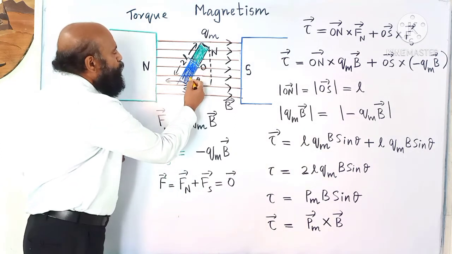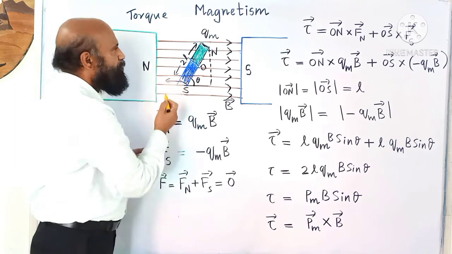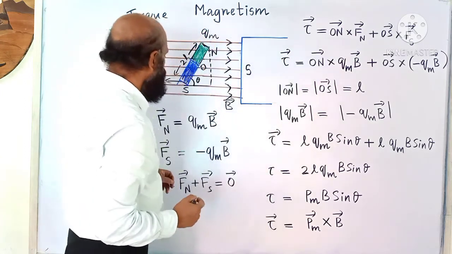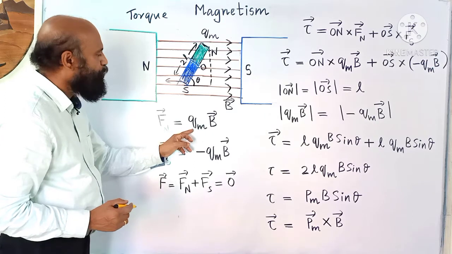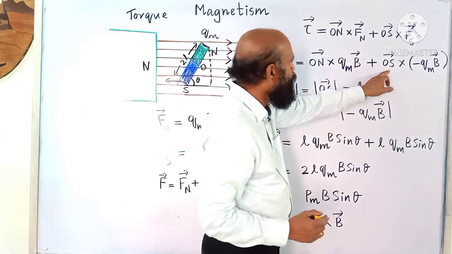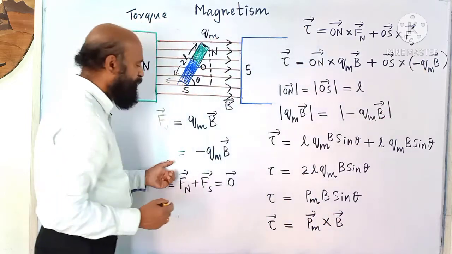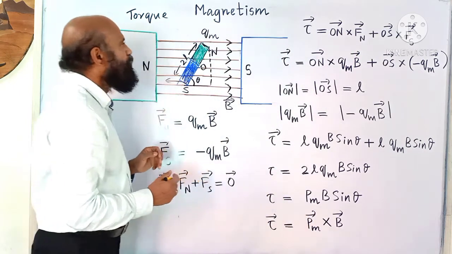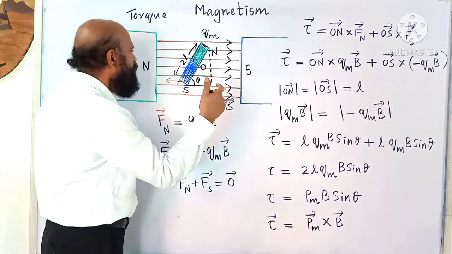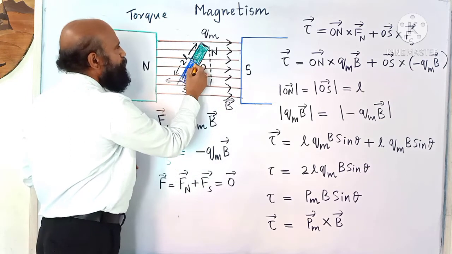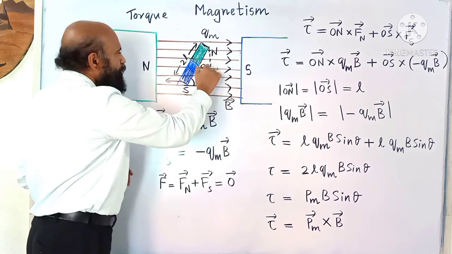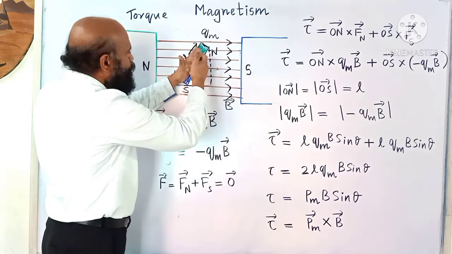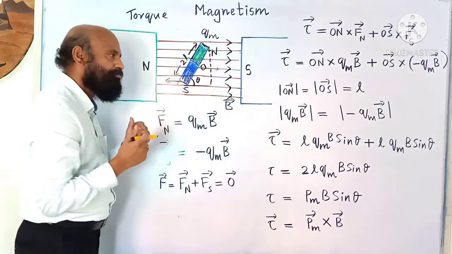Then OS vector cross Fs vector. Then ON cross Fn vector, Fn vector we can write as Qm B vector, plus OS cross Fs vector, we can write as minus Qm B vector. Here, as per the right hand corkscrew rule, the torque is directed into the board. So this is ON vector, this is F vector. So ON cross Fn will be directed into the board.